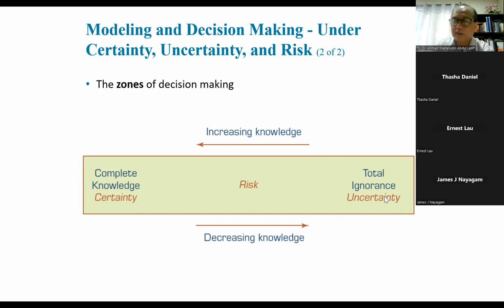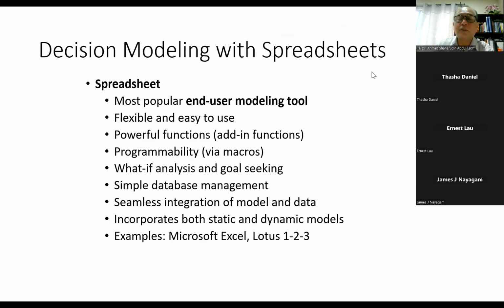For risk, maybe you use the Monte Carlo model, risk analysis. You have a few risk probabilistic models. For uncertainty, you can use what-if scenarios, or you can use a decision tree. For certainty models, the most popular decision models use a spreadsheet. Spreadsheet is easier and flexible to use. There are powerful functions, add-in functions, and programmability.